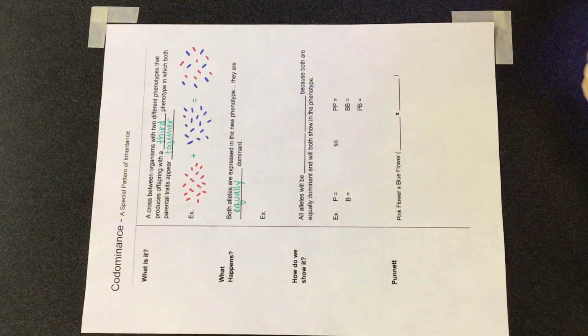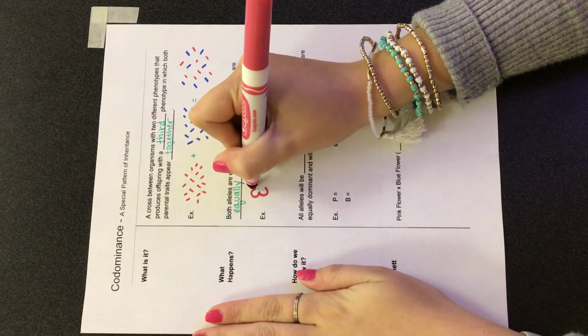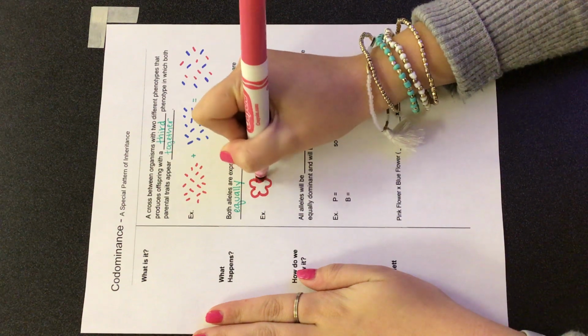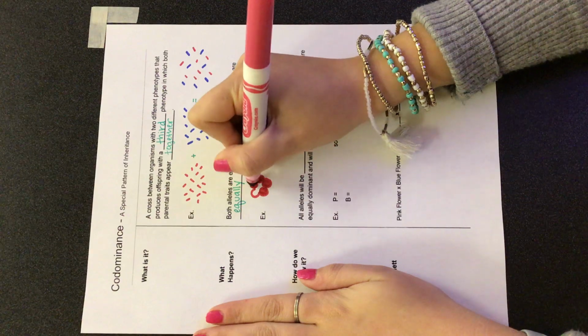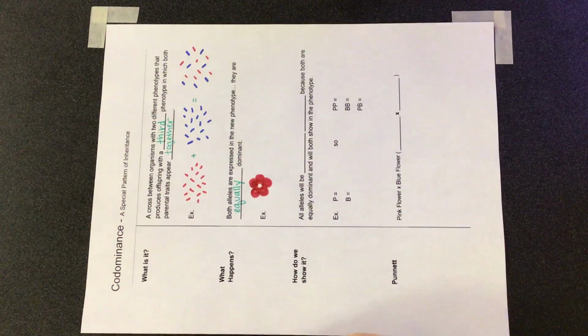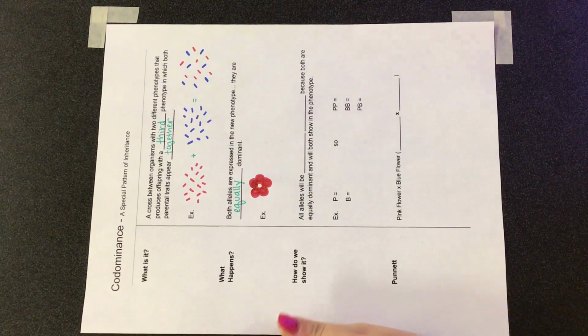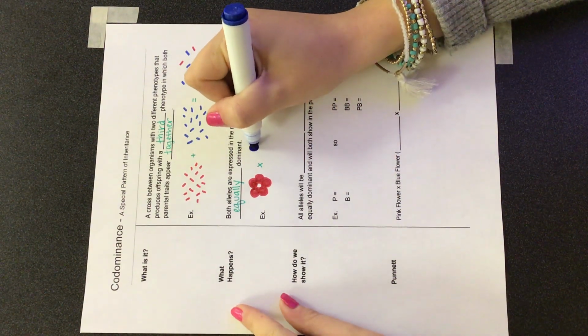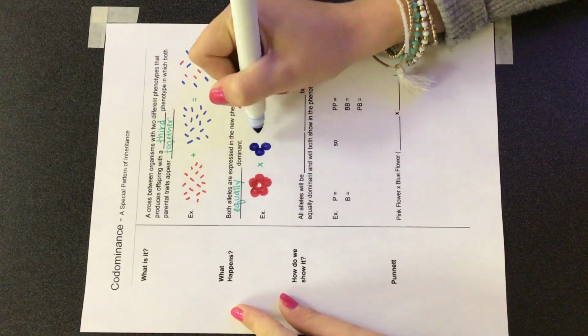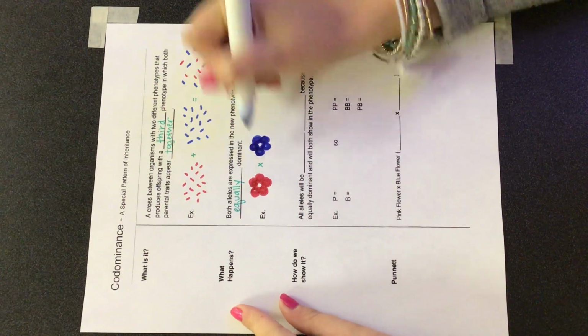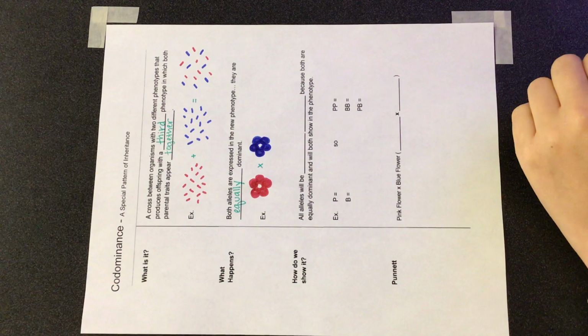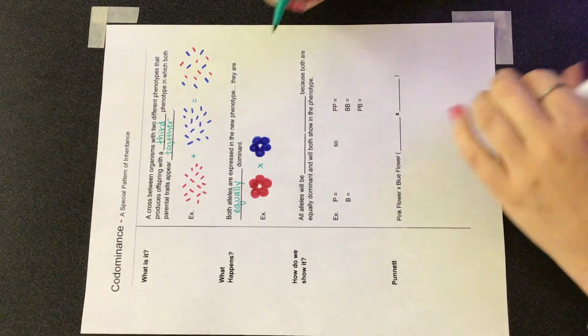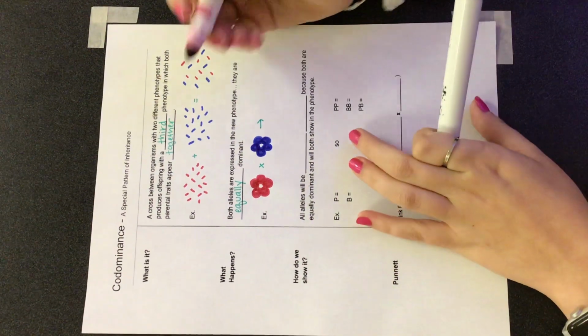So if we apply this principle with the same colors to an organism, let's say a flower, you would have a pink flower, let's say the pink flower is the mom, and you cross that pink flower with a blue flower, two different plants with two different phenotypes for flower color. If the flower color trait is codominant, then their offspring is going to be a flower that is pink and blue.